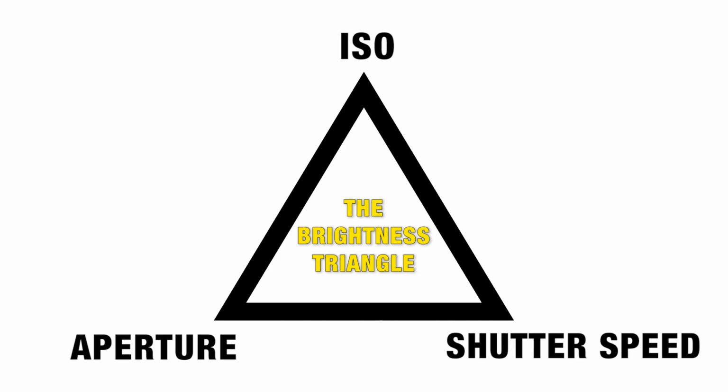Alright, so now that you know what each of these do, let's go through two scenarios here. Scenario 1. You're outside on a bright sunny day and you turn on your camera and your image is way too bright. What do? Well, you have three options on how to make your image darker.